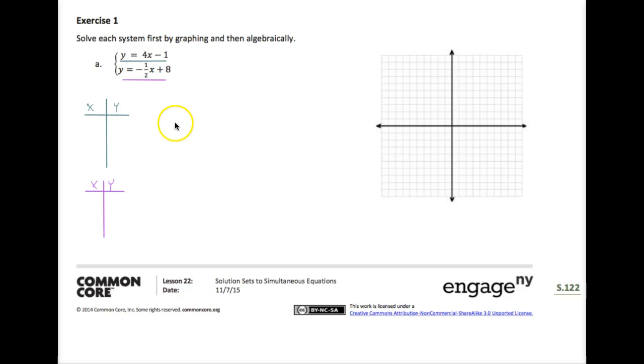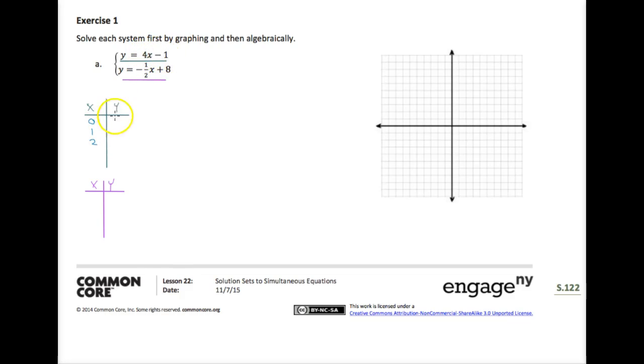Right, another question just like the other one. Solve each system first by graphing, then algebraically. Well, it's almost just like it, except for these two are both solved for y, which is going to make our algebraic a little more simple. So I'm going to pick some values again for x, and I'm feeling like we're going to pick 0, 1, and 2.